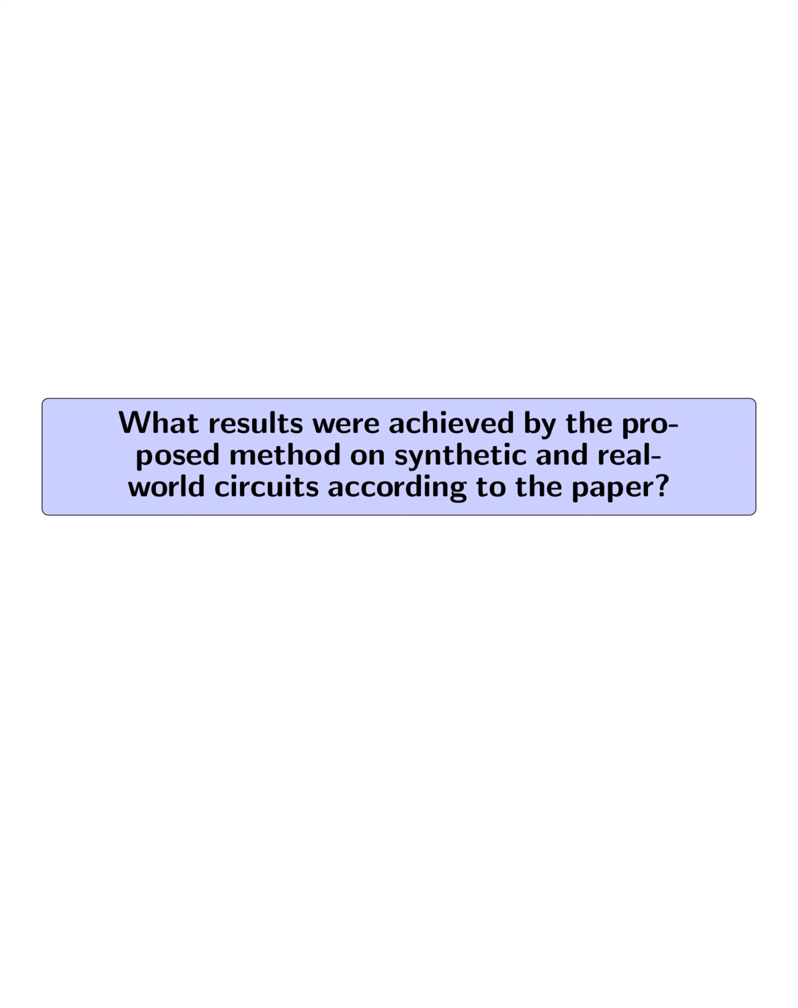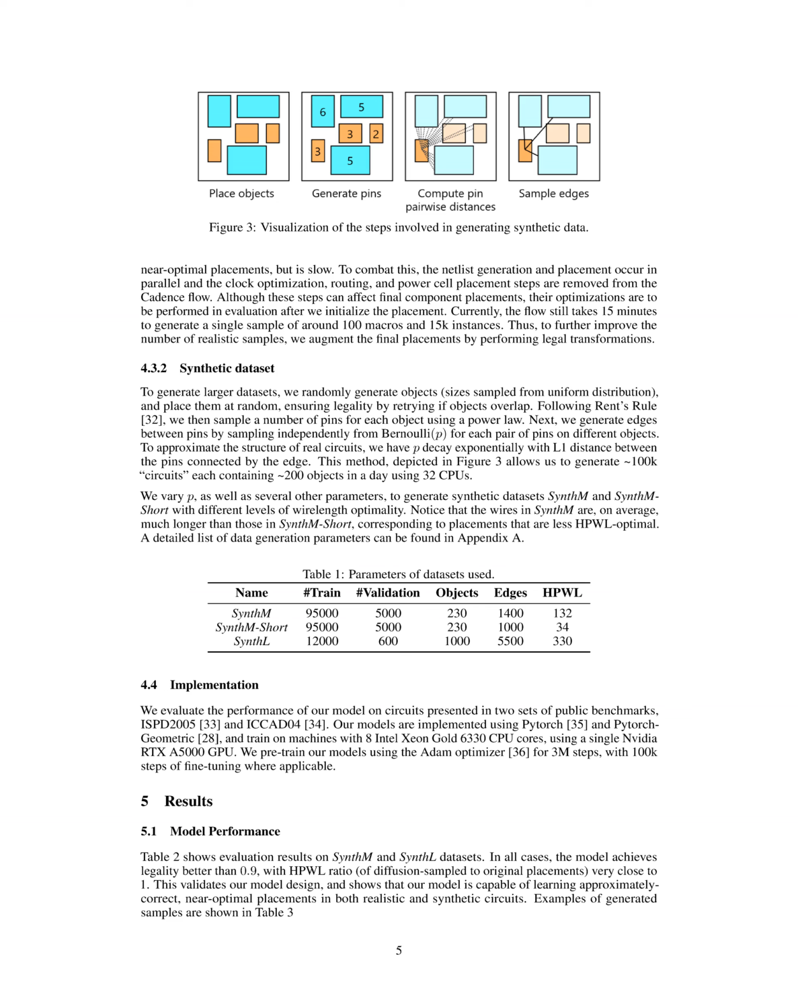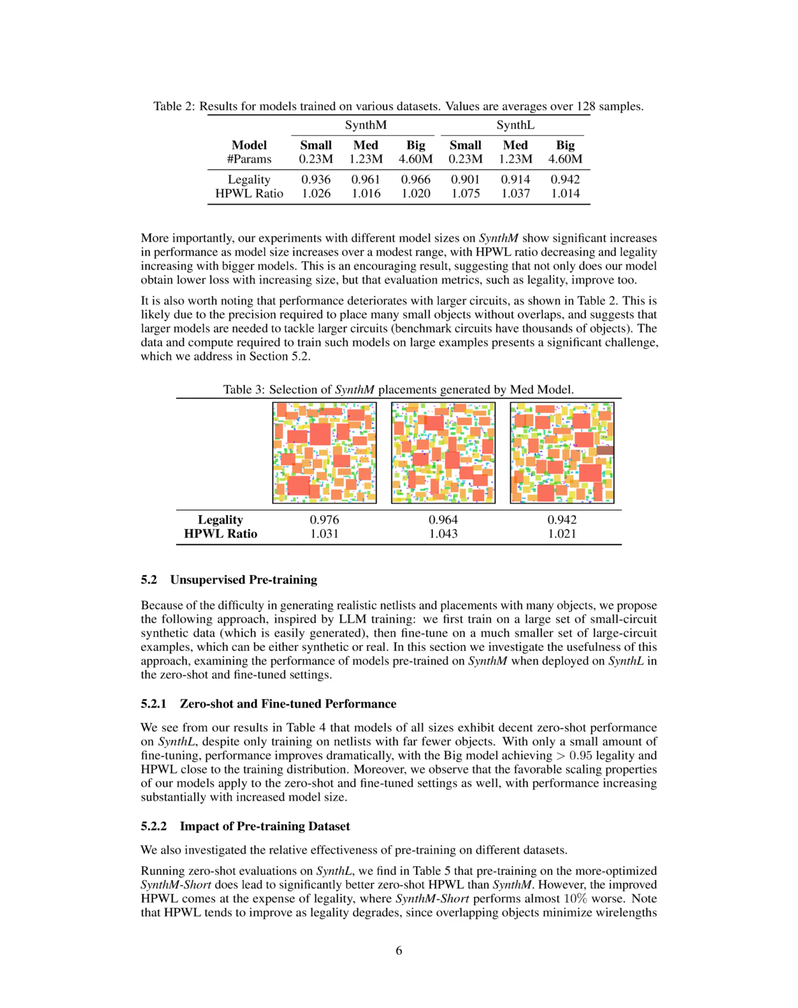What results were achieved by the proposed method on synthetic and real-world circuits, according to the paper? The proposed method achieved legality better than 0.9 and HPWL ratio very close to 1 on synthetic circuits, validating the model design's capability to learn near-optimal placements. The experiments with different model sizes on synthetic circuits showed significant performance improvements as the model size increased, with legality increasing and HPWL ratio decreasing with bigger models.